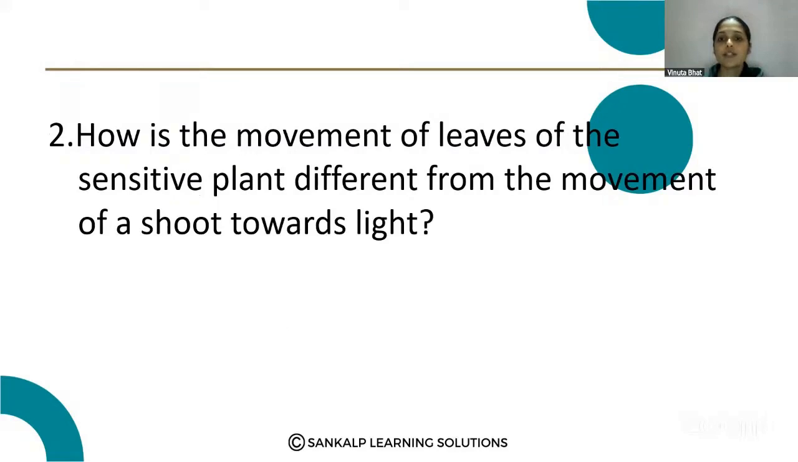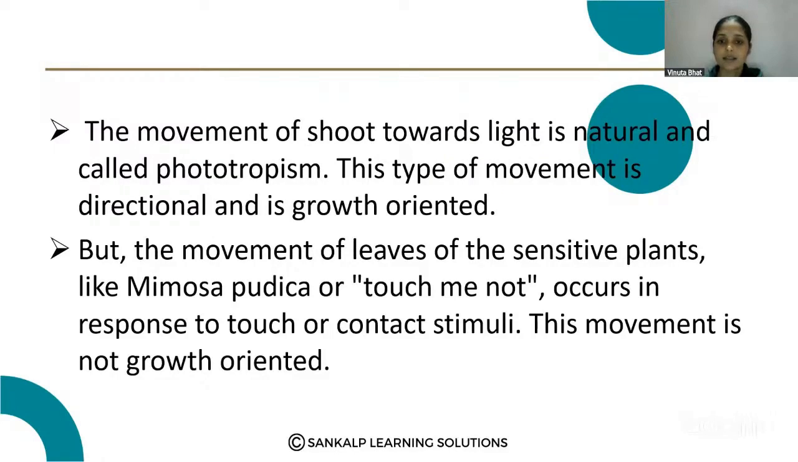How is the movement of leaves of the sensitive plant different from the movement of the shoot towards the light? Here, the movement of the leaves of the sensitive plant is independent of growth, meaning growth is not involved in that movement, but shoots grow towards the light, which involves growth. Yes, so this is the answer.